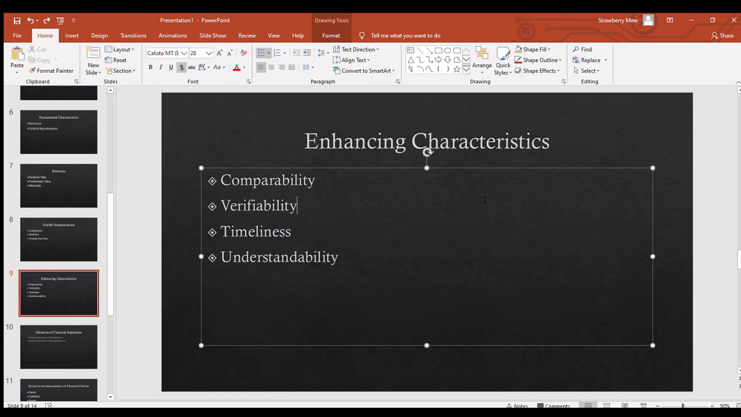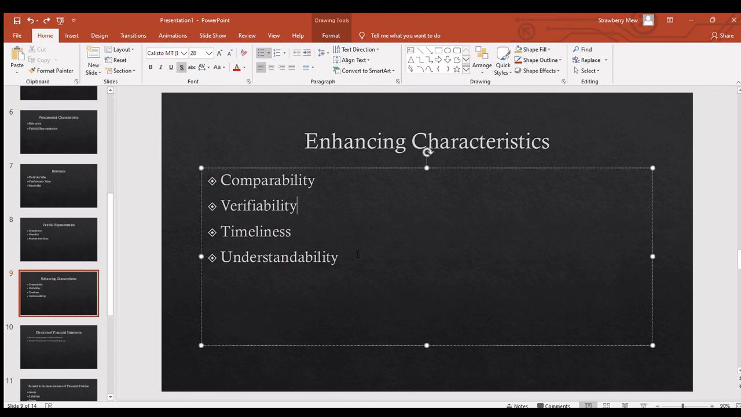Okay, next is timeliness. Okay, information should be available to decision makers in time to be capable of influencing their decisions, right? So, syempre, it should be timely. Okay? Syempre, di na magiging useful ang isang information kapag masyadong late or masyadong early present ang isang information, right? It should be timely. That's why it's called timeliness.